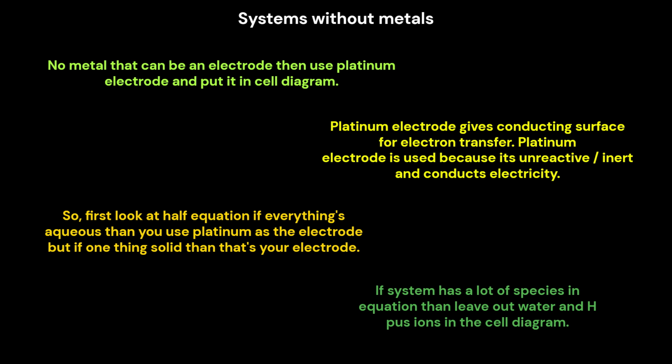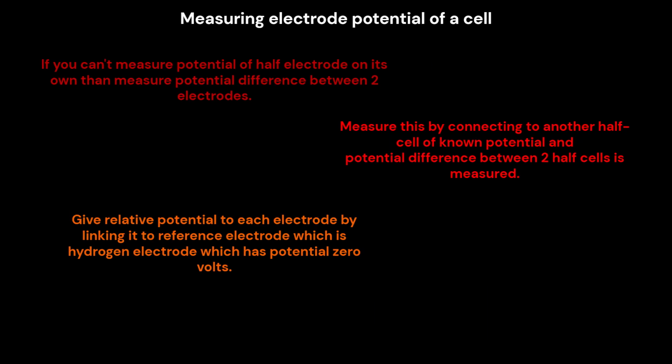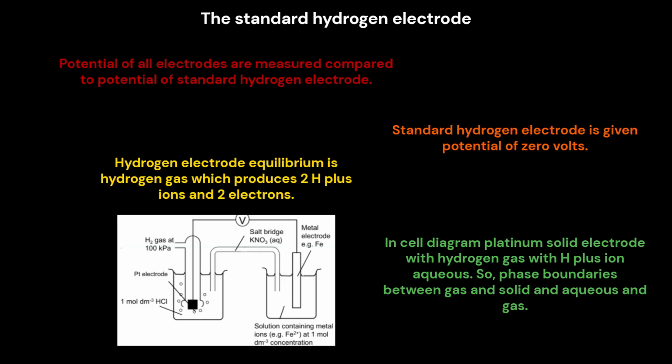In the cell diagram, we are measuring the electrode potential of the cell. You can't measure the potential of a half electrode on its own, so measure the potential difference between two electrodes. Measure this by connecting to another half cell of known potential, and the potential difference between the two half cells is measured. Give a relative potential to each electrode by linking it to a reference electrode, the hydrogen electrode, which has a potential of 0 volts. The standard hydrogen electrode. The potentials of all electrodes are measured compared to the standard hydrogen electrode, which is given a potential of 0 volts.